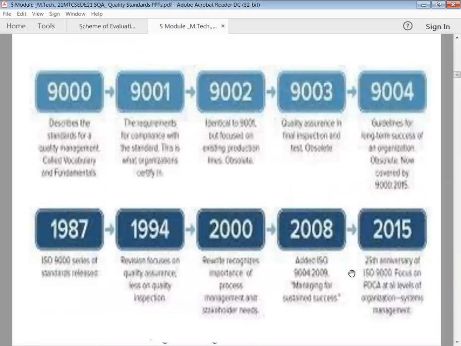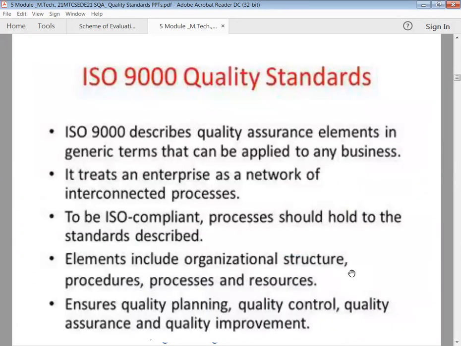If you take the history of the ISO standardization process, its initial version is 9000. It was improved to versions 9001, 2, 3, 4. In 1987, the ISO 9000 was introduced. In 1994, they added some additional parameters. Then in 2008, and 9004 was introduced during 2015.